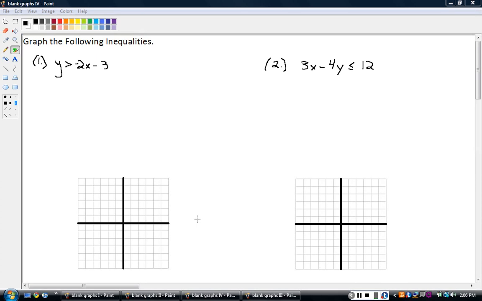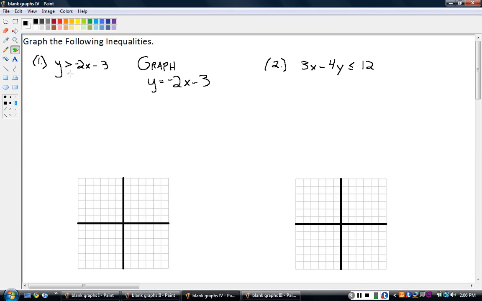Okay, so here's the process for this. It's not really too much more work than graphing a line, because that's really what we're going to do first. So the first thing we're going to do is graph the line. Okay, so you notice there's an inequality there. This reads y is greater than negative 2x minus 3. So what we want to do is first graph the line y equals negative 2x minus 3.